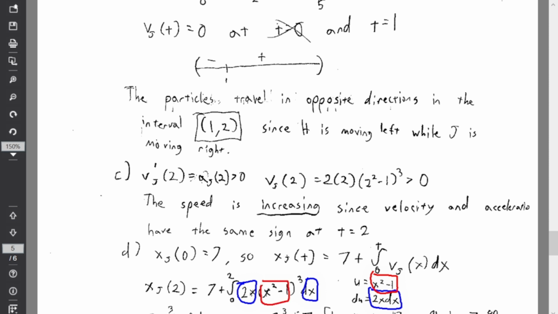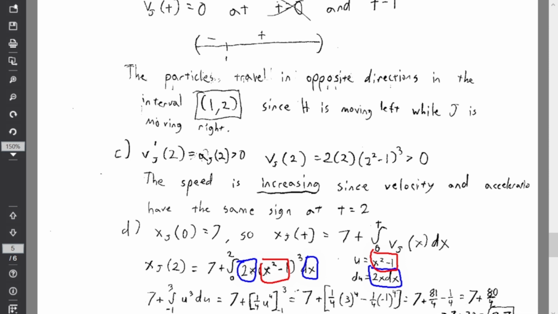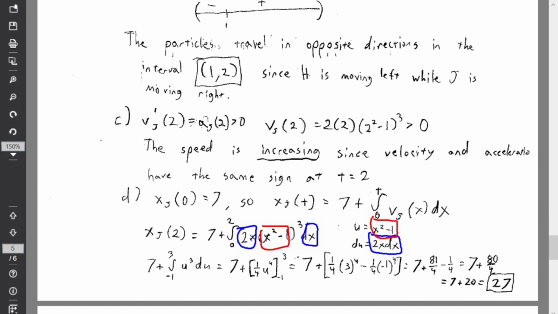Now when I do that, I need to make sure that I change my bounds. So instead of going from 0 to 2, I'm going to put that into the x squared minus 1, and I'm going to go from 0 squared minus 1 to 2 squared minus 1, which tells me that I'm now going from -1 to 3. And then evaluating your antiderivative becomes really simple now, and the evaluation becomes quite a bit quicker as well, and we get 27 as our position.